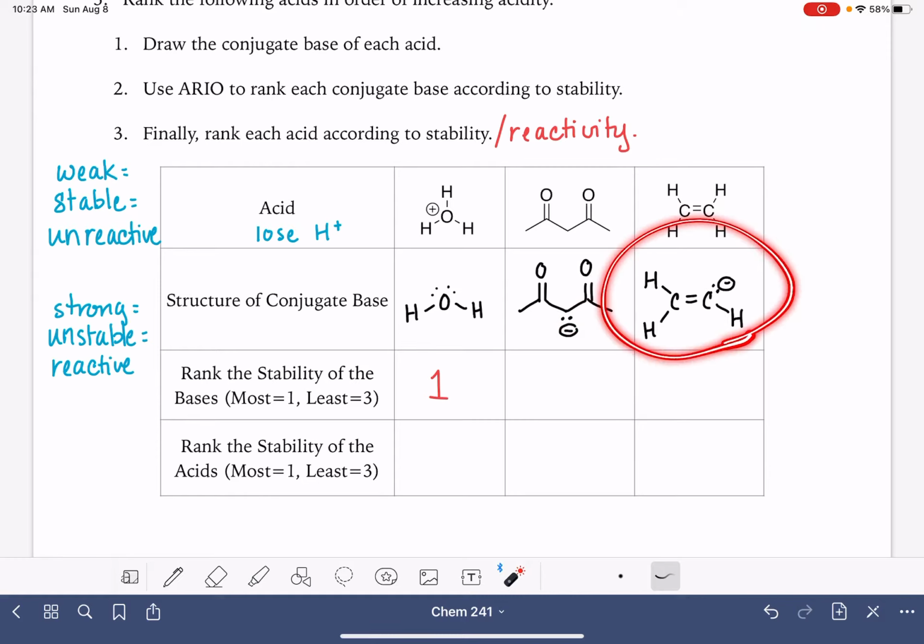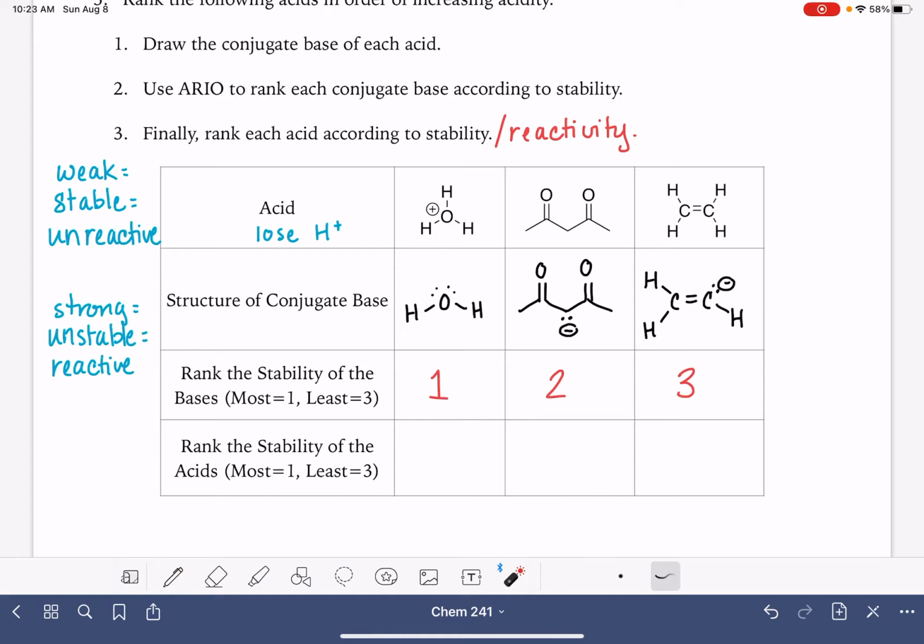This guy over here, not so much. Really, the only thing that we could do is delocalize the electrons that are in the double bond. We could move them this way, which would put another negative charge on a carbon atom, which isn't great. We could move them this way, which would just make this formal charge even bigger, which is really not good. So this molecule, even though there is resonance, there isn't any good resonance. So I'm going to say that this is our next most stable, and this is the worst structure out of all of them.